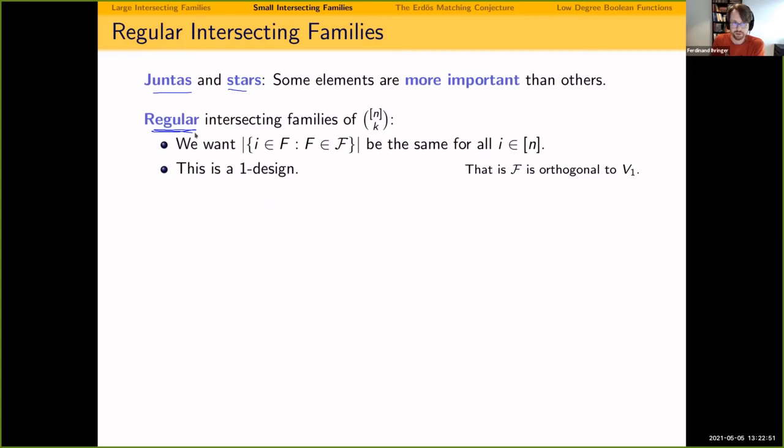So what do you have? You fix some i, and you count how many of your k-sets contain that i, and you want that this number is independent of your choice of i. So in other words, what you have is a 1-design, as that is exactly the same thing. And that is also a nice spectral characterization, namely it means that your family is orthogonal to your first eigenspace.